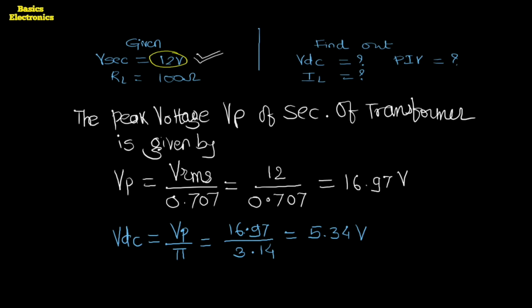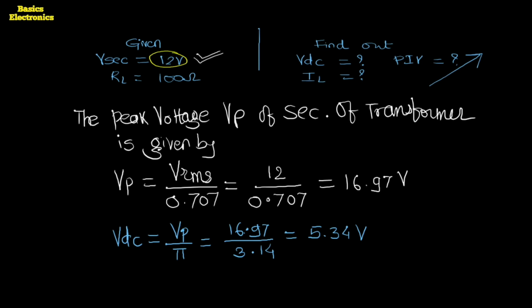We have to find out here the PIV rating of the diode. The PIV rating, what is that PIV rating? It is peak inverse voltage. In our last video lecture, we had seen the definitions of all the parameters. So you go to this i-card button, watch that video and then come back to solve these examples.